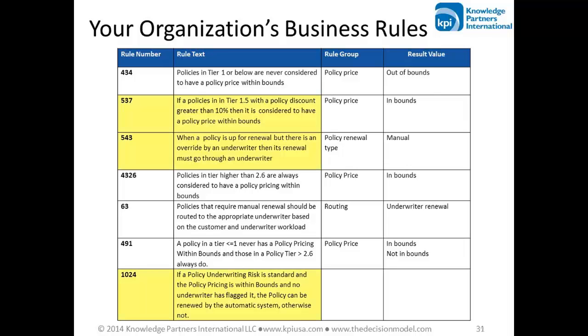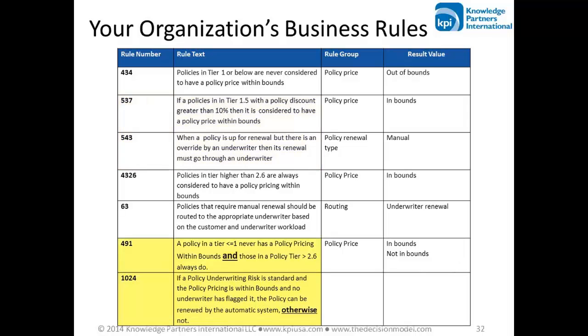So you'll organize your business rules and point out some things that are not ideal. Let's take a look at this same sheet. Rules number 537 and 1024 are written in an if-then format, but rule number 543 is written in a when-X format. This seems like it's not all that important, but you add that to some of the other suboptimal practices that we're going to find.